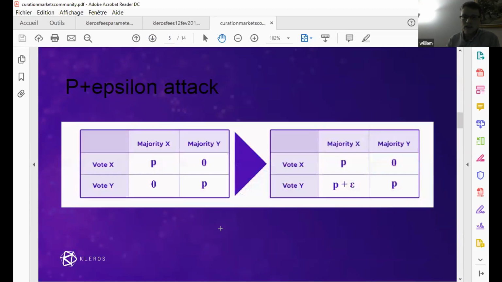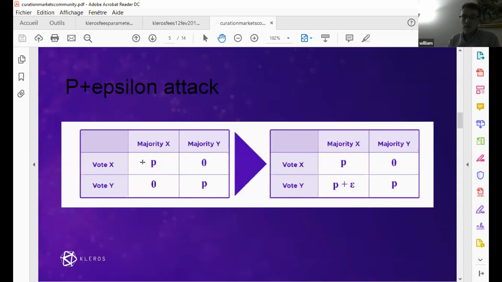But the basic idea is that in a normal situation, a Kleros juror is rewarded for being coherent with the other jurors. So if you vote the same way that the other jurors vote, you get a reward. And if you vote opposite of how the other jurors vote, you lose a deposit. You're penalized. So if the majority votes X, you want to vote X, and if the majority votes Y, you want to vote Y.